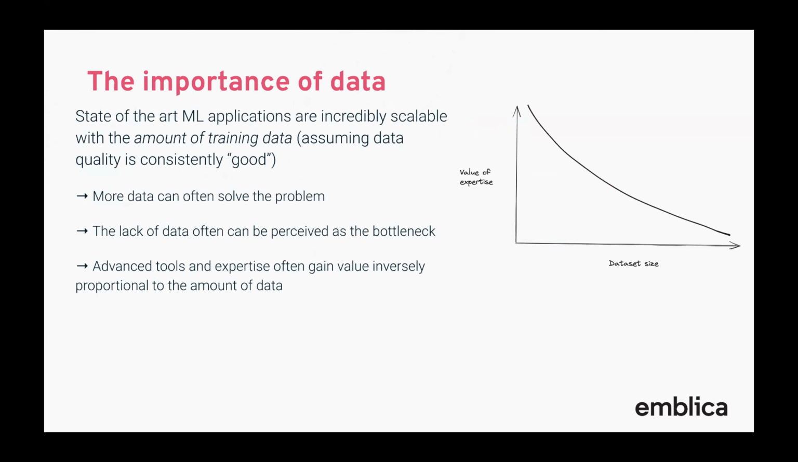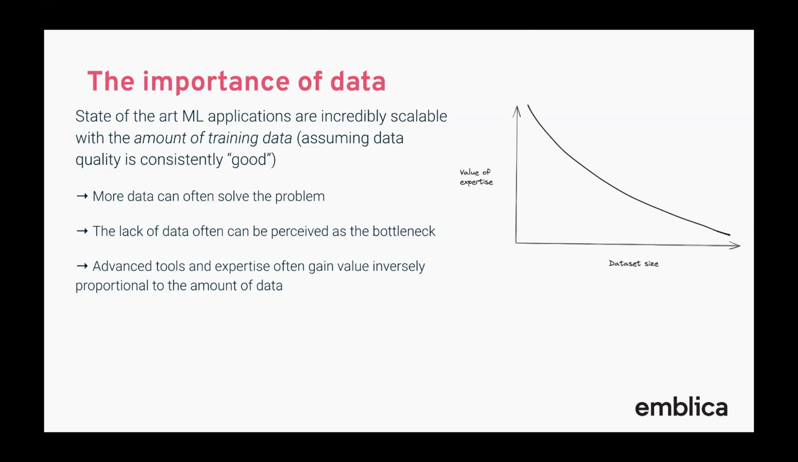So first of all, we measure the importance of data here. These state-of-the-art machine learning applications that are pretty much always done with deep learning methods are very scalable with the amount of data, that is assuming your training data is good. As we were talking in previous parts, the data has to be varied enough, but it has to be from the problem distribution we want to solve.